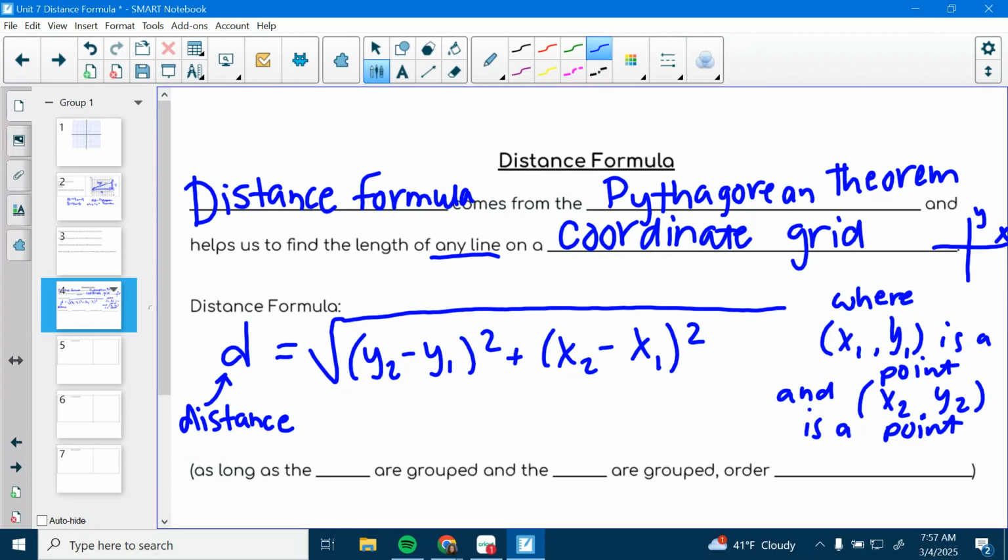And x1, y1 is a point, x2, y2 is a point. Okay. And what's really nice is because we're adding between these two sets of numbers, the y's and the x's, as long as the y's are grouped and the x's are grouped, order doesn't matter. So you'll see we're going to flip some things around as we go. Okay.